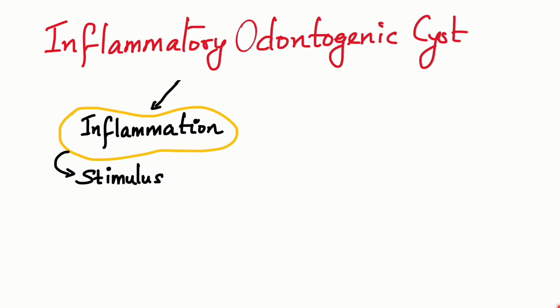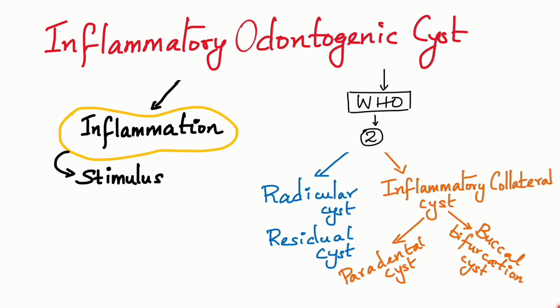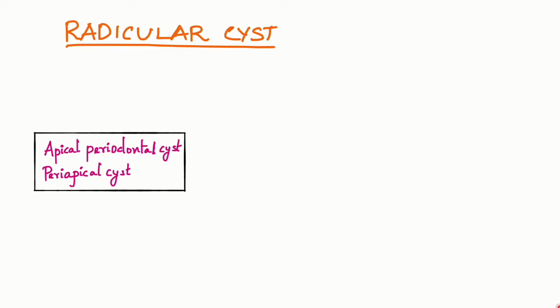Now WHO has recognized two cysts, the radicular cyst and residual cyst on one hand, and the inflammatory collateral cyst on the other hand, as inflammatory odontogenic cysts in its fourth edition of classification. The inflammatory collateral cyst can further be divided into either a paradental cyst or a buccal bifurcation cyst. First we'll talk about the radicular cyst.